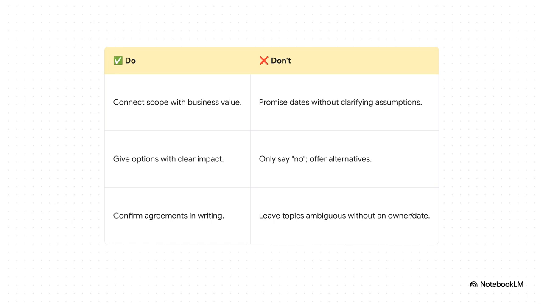Always tie the scope back to business value. Always give options that have clear impacts. And my absolute favorite is this one. Don't just say no, always offer alternatives. That simple change is a huge mindset shift that turns you from a gatekeeper into a real strategic partner.